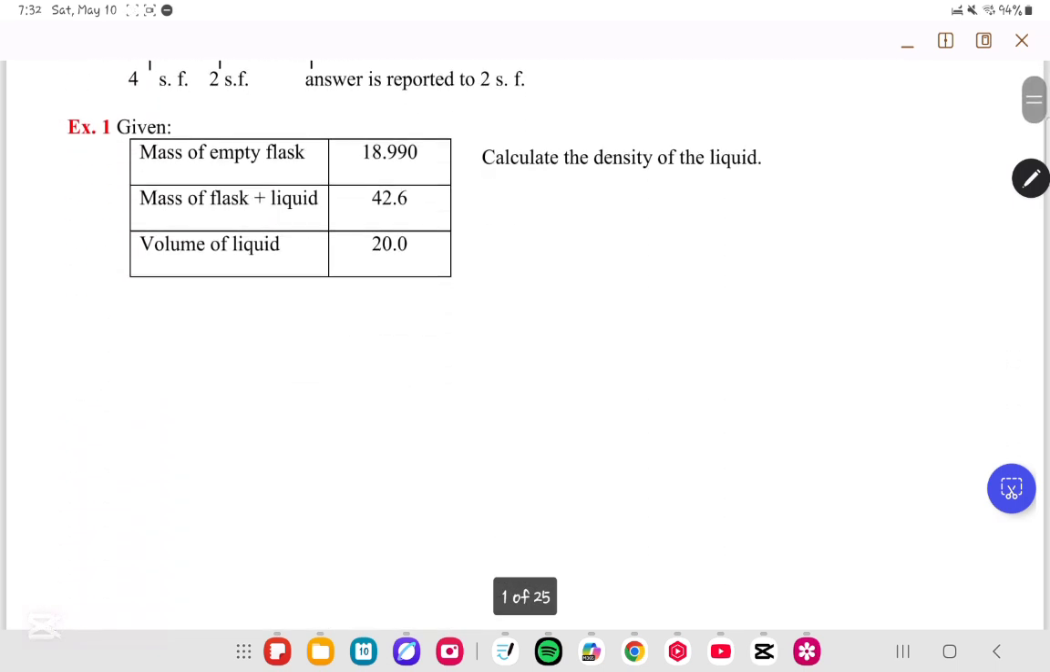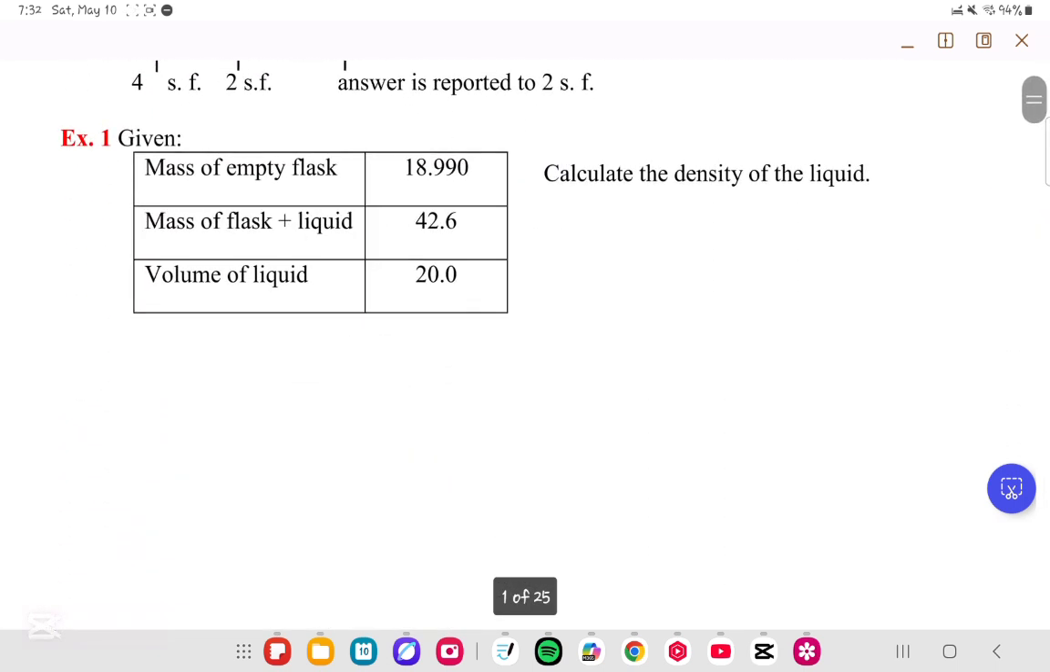We move on to this one over here, very important. Calculate the density of the liquid. I remember this came in the AMS.